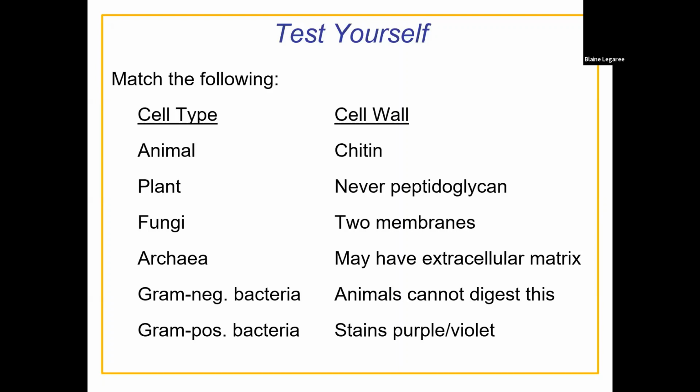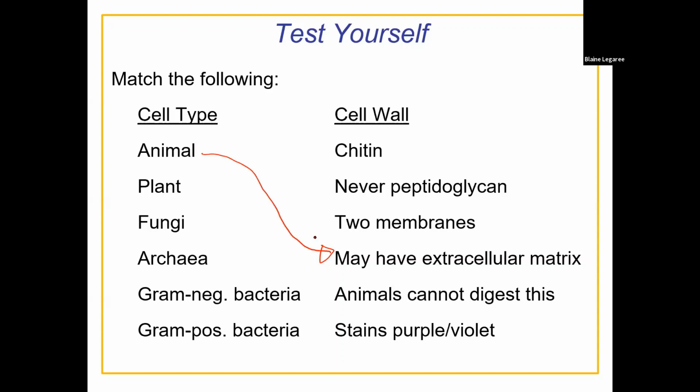Chitin, nope. Peptidoglycan, okay, that would work. Animal cells never have peptidoglycan, but let's just keep reading. Two membranes, I don't think that applies to this one, but our mitochondria have two membranes. But anyway, we'll keep looking. May have an extracellular matrix. That is the one. Remember, some animal cells have an extracellular matrix, which might include things like bone or connective tissue. And that's the one we are referring to here.